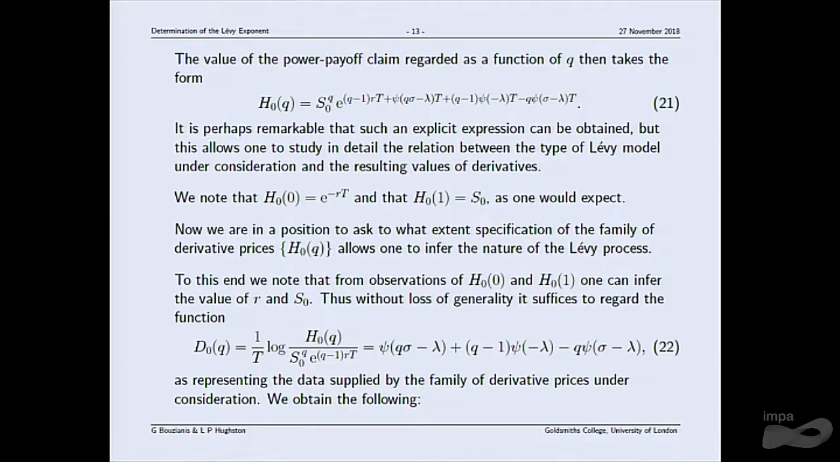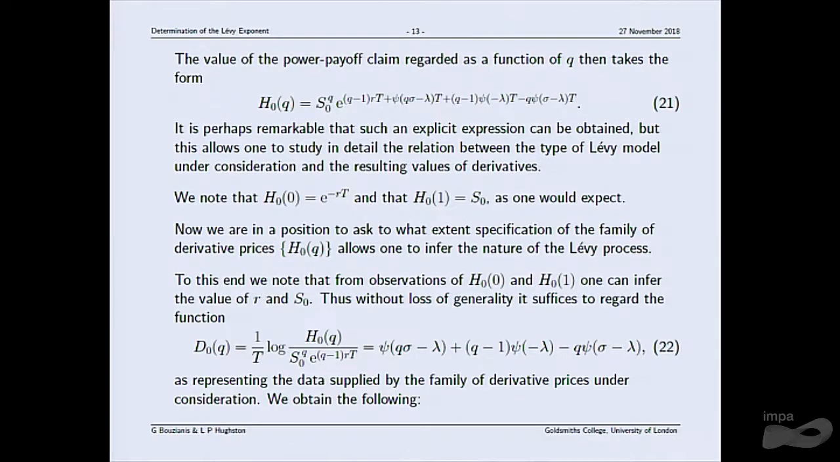One thing that follows, by the way, if you look at values of q corresponding to q equals 0 and q equals 1, is that this allows you to determine the initial value of the asset and the interest rate. So from the values of derivatives, we can work out the implied interest rate in the model and also the initial value of the underlying asset.